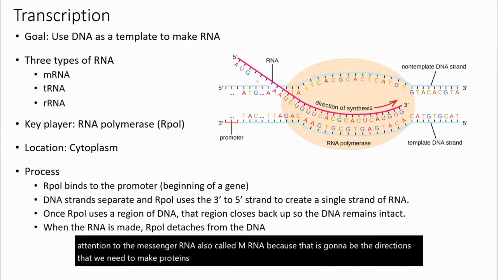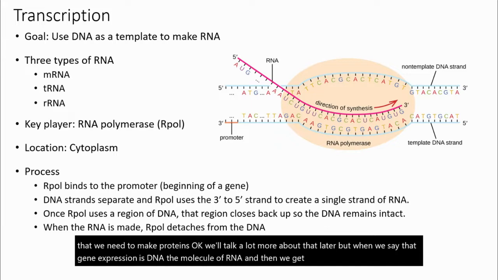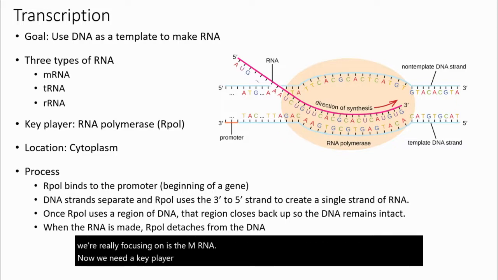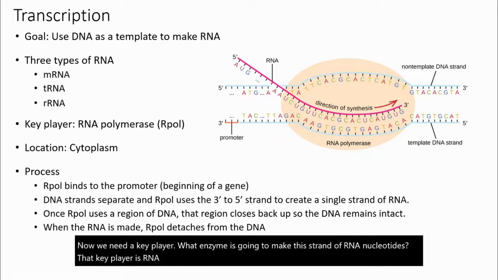Okay, and we'll talk a lot more about that later. But when we say that gene expression is DNA, then a molecule of RNA, and then we get proteins, the RNA we're really focusing on is the mRNA. Okay? Now, we need a key player. What enzyme is going to make this strand of RNA nucleotides? That key player is RNA polymerase. Normally, we call it RPOL for short.